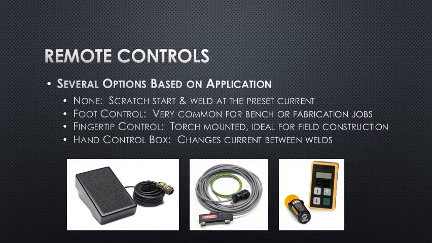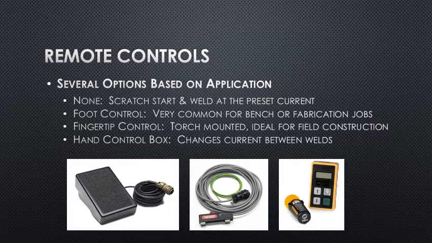Remote controls used for TIG welding range from using none and just going with a scratch start and welding at the preset panel current, which doesn't give you a lot of control, to most commonly used foot control, which is excellent for bench and fabrication jobs where you don't have to move around a whole lot and you're usually working on the ground. In case you're doing field construction or working up off the ground where you can't use a foot pedal very easily, they do make fingertip controls that mount to the back of the torch that include sliders and potentiometers to give you remote output on off, and also to give you remote current control to manage your weld under the hood in real time on the fly.